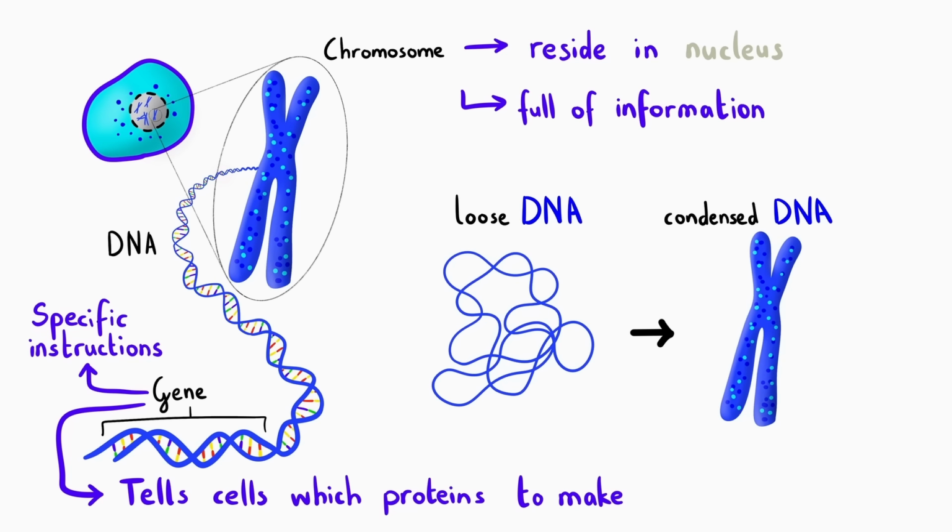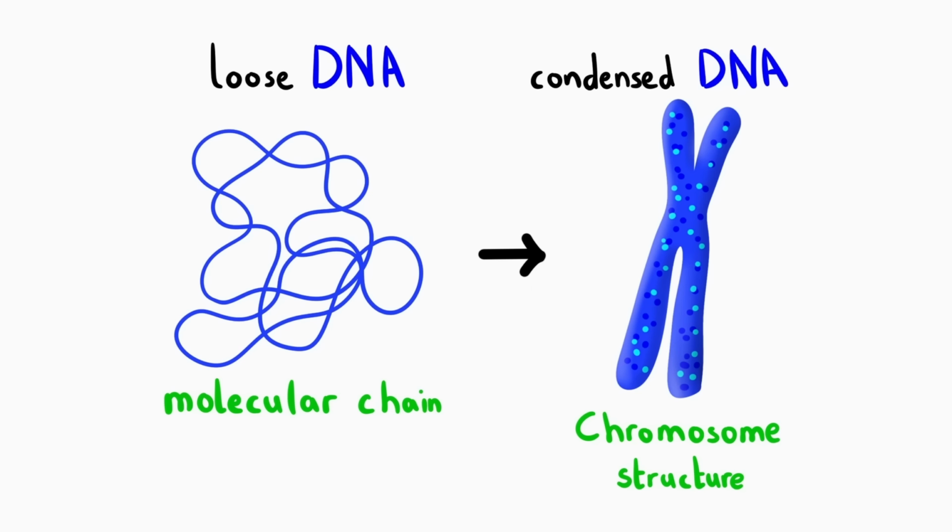So, what are chromosomes made of? They're molecules of DNA that have been super condensed and packaged. When you hear people talk about your DNA, they're talking about the information stored in these structures called chromosomes.